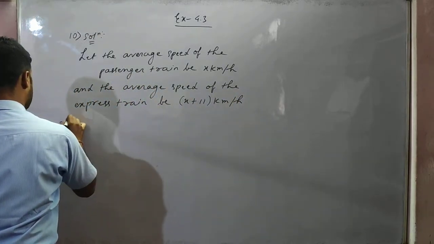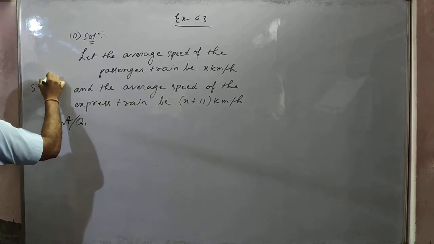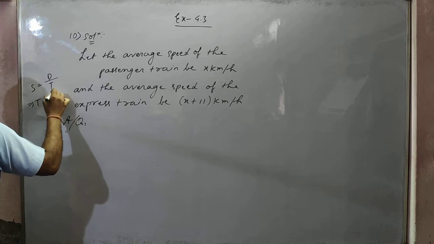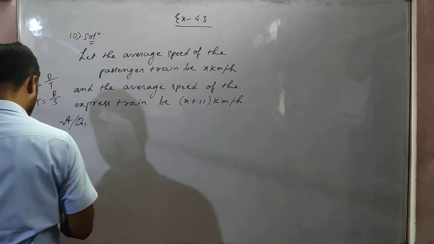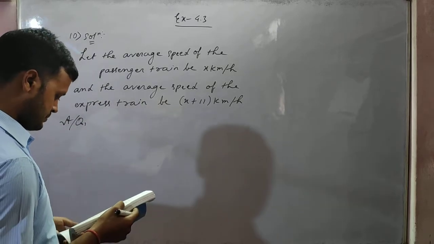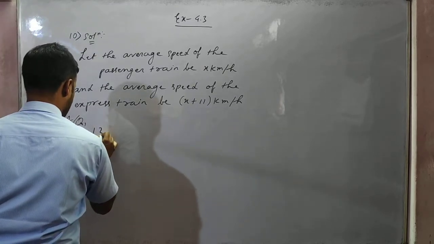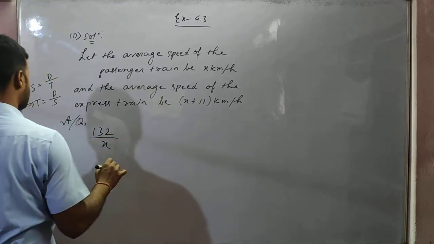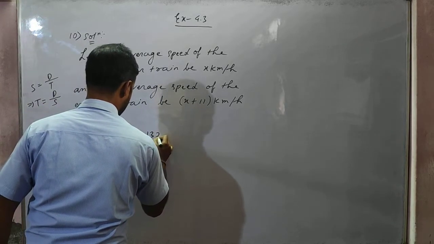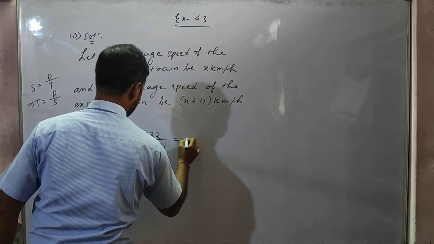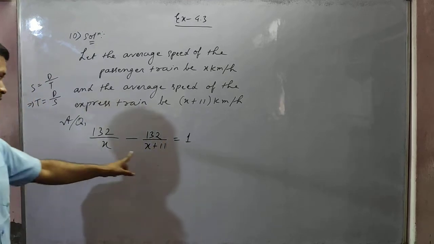Okay, now according to the question, students, our formula is speed equal to distance by time. So time will be equal to distance by speed. Distance by speed, isn't it? What is the distance, students? Distance is 132 km, isn't it? So 132 by x, distance by speed, minus 132 by x plus 11 is equal to the time taken by the passenger train minus the time taken by the express train.